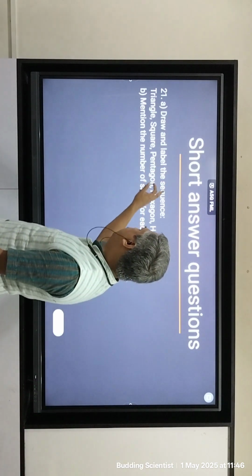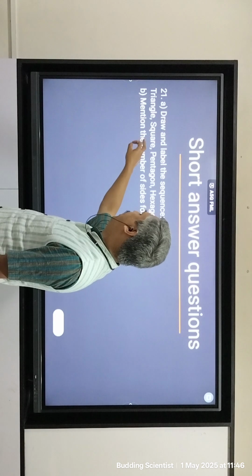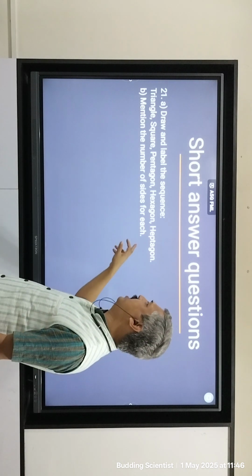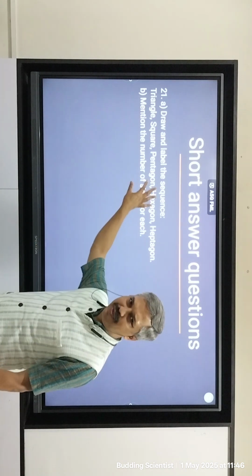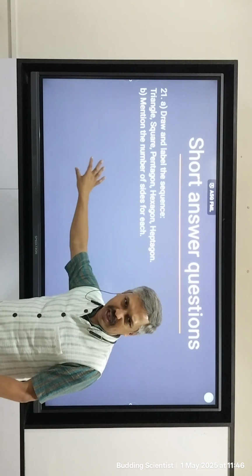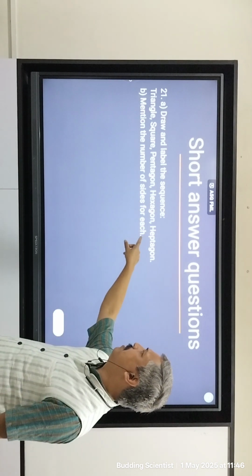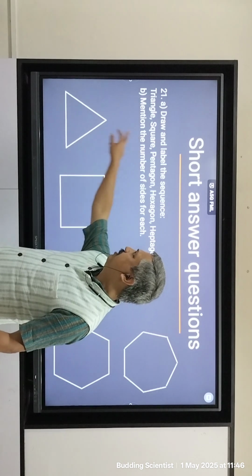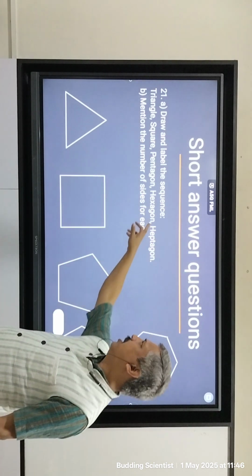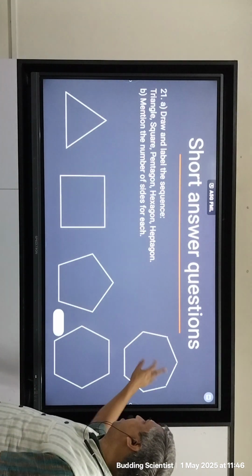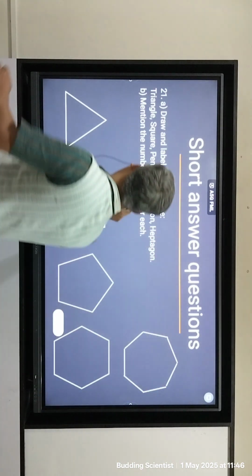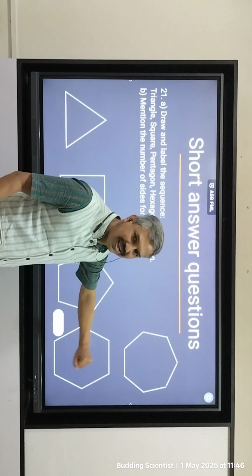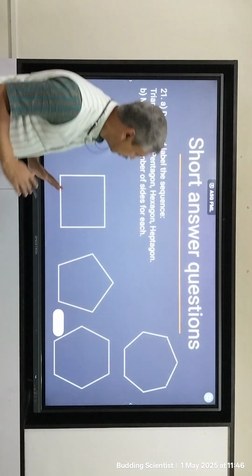21. Draw and label the sequence: triangle, square, pentagon, hexagon, heptagon, and mention the number of sides for each. I am drawing this. This is very similar to the previous problem. I am generating those images, and then we'll label them, and we'll also label them with the number of sides. Triangle, square, pentagon, hexagon, and this is heptagon. Mention the number of sides. These sides are 3, 4, 5, 6, and 7. That is all that we need.